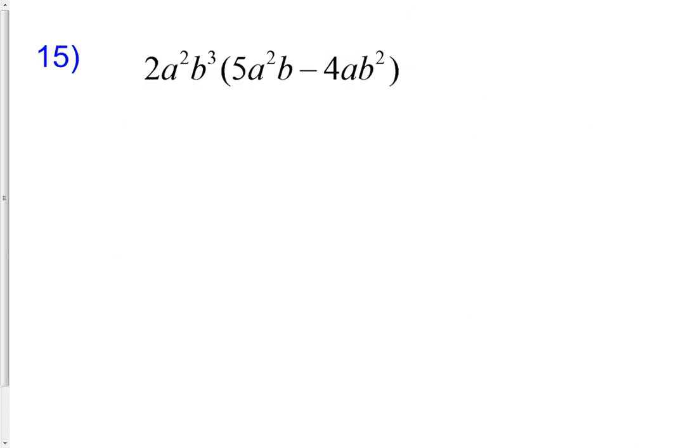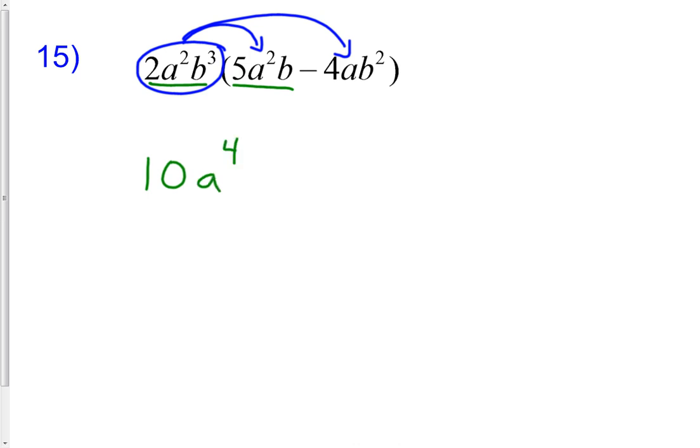Question number 15, we're going to distribute. So this monomial is going to be multiplied by the first term and by the second term. So when we multiply 2a squared b cubed times 5a squared b, 2 times 5 is 10. A squared times a squared, I would add exponents and get a to the fourth. B to the third times b to the first, add exponents and get b to the fourth. So that's the first term.